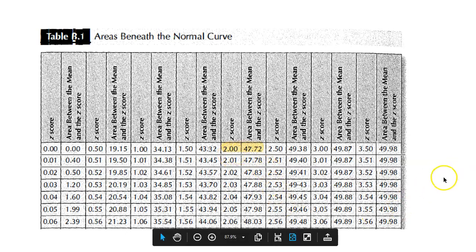You should always, always, always be drawing a normal curve and marking it out. It makes it way easier.